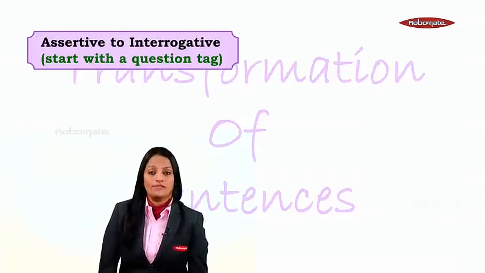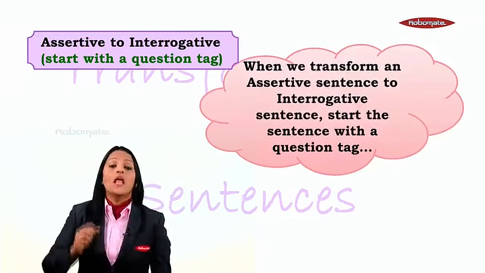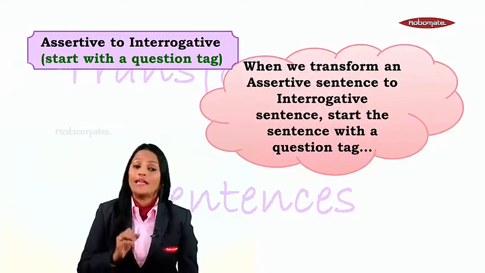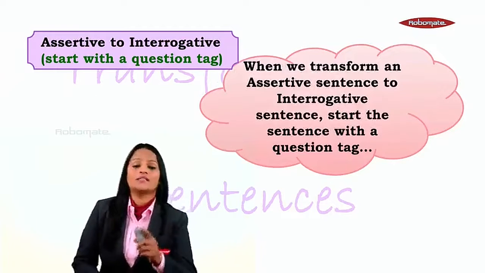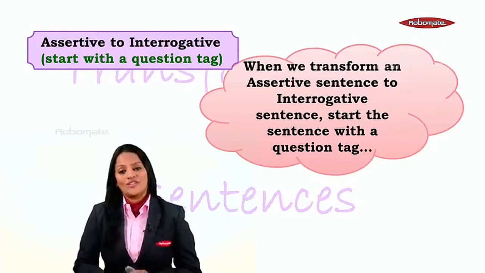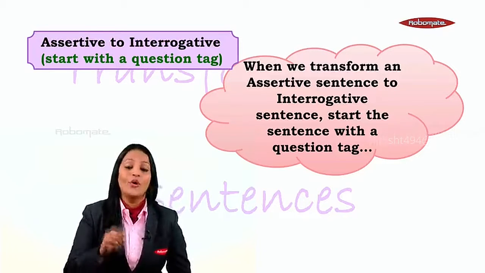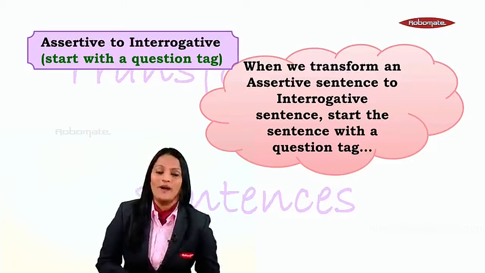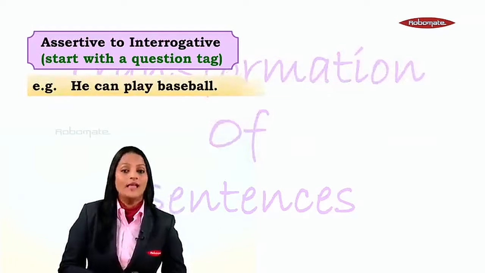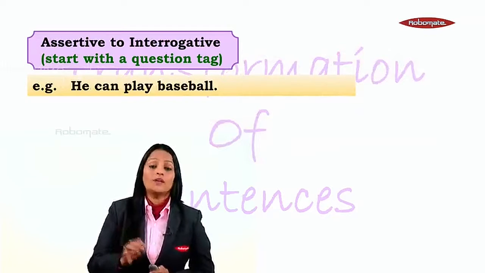Assertive to interrogative, start with a question tag. What does that mean, students? When we transform an assertive sentence to interrogative sentence, start the sentence with a question tag. Students, when we did question tag, I told you we're going to use it in one of the transformations. Here we are. You're going to use a question tag. Let's see. He can play baseball. Now, what is the question tag?